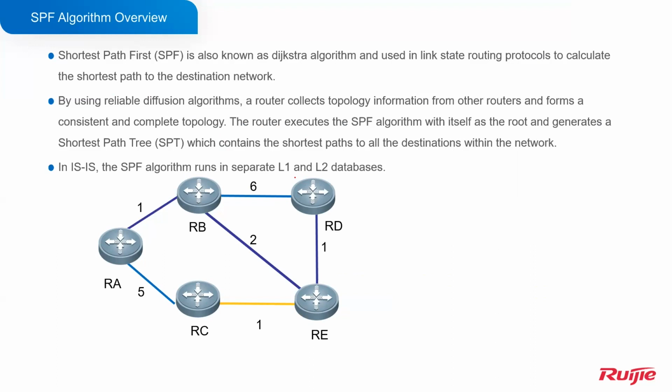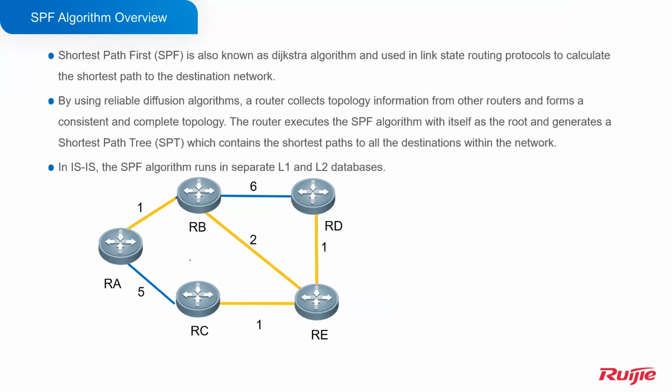Okay, so in this topology, we have 5 routers connected with each other, and all the links have a cost value. Then everyone will calculate the routing information. For example, router A: how to reach router B? We have multiple links, right? The smallest is the cost value 1.